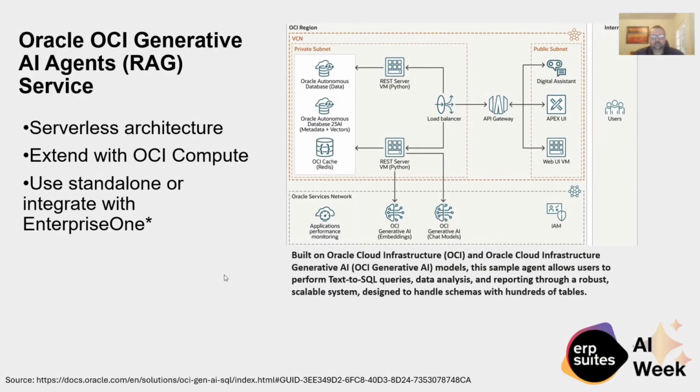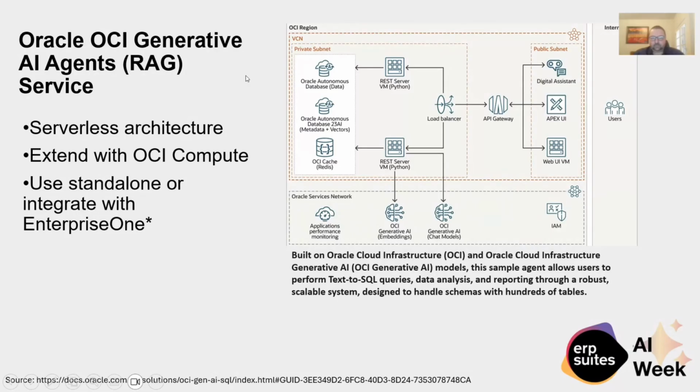And again, you can extend it with OCI Compute, as I mentioned earlier. You can use it standalone, so you can build your own custom OCI generative AI agent service that has its own user interface, or you can integrate it with EnterpriseOne on the back end. Again, that's not something that is going to be exposed to the E1 toolset as a design aid, for instance, but that doesn't mean that you can't build an integration, either custom programming or just calling an orchestration, for instance.